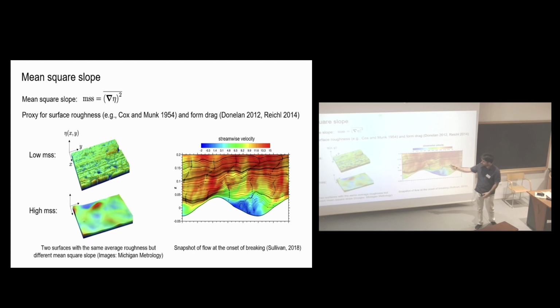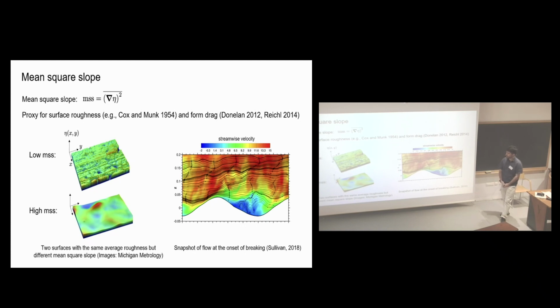So for example, if you were able to resolve enough of eta, all the wavelengths, then for example, this is 2 different surfaces that have the same average roughness, but they have different mean square slopes. The one on the top, oops, those are backwards. The one on the top has a high mean square slope, ignore that. And then the one on the bottom has a low mean square slope. So they look very different in terms of roughness.